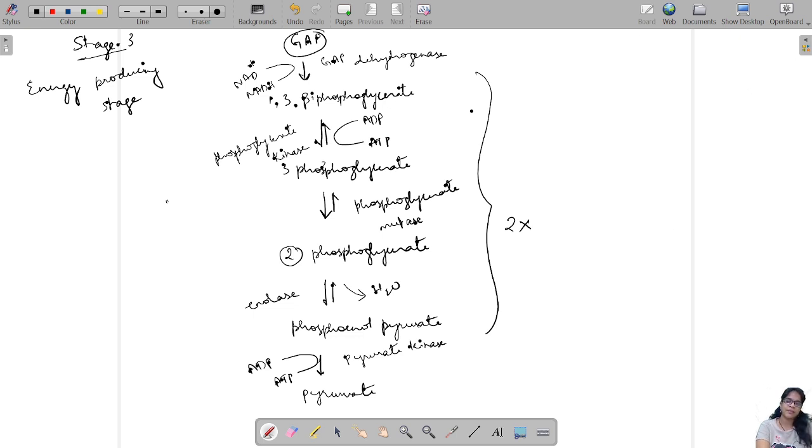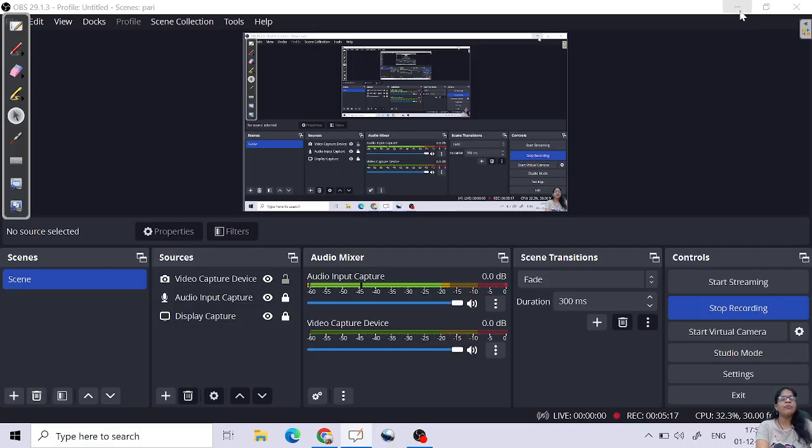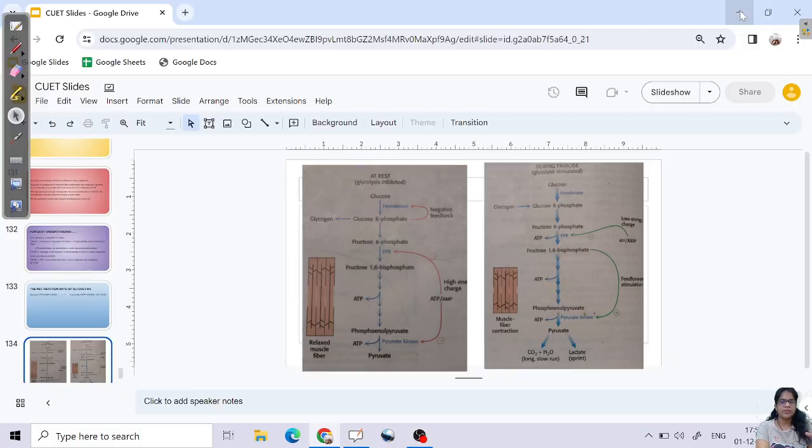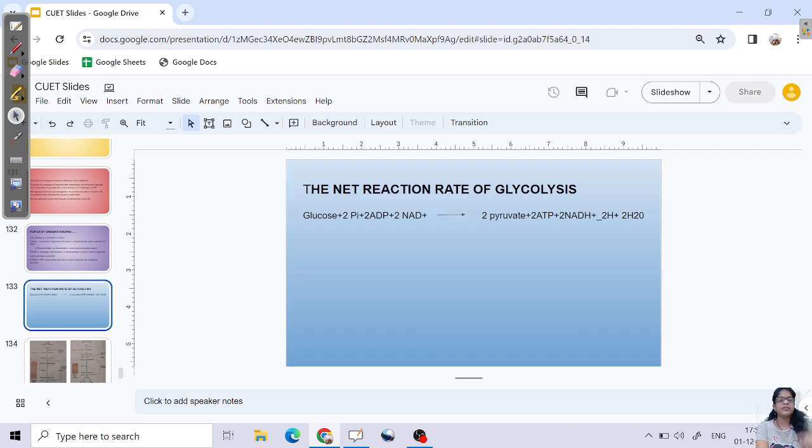What happens when the muscle is at rest, and what happens when the muscle is at exercise, okay. So this is the net reaction that I want to tell you. For 1 molecule of glucose, you'll get 2 molecules of pyruvate, 2 molecules of ATP, 2 molecules of NADH and water. So this is the net reaction that you have to be aware of, okay.